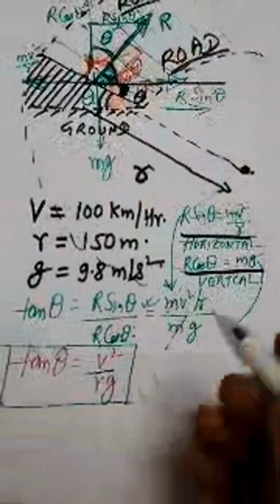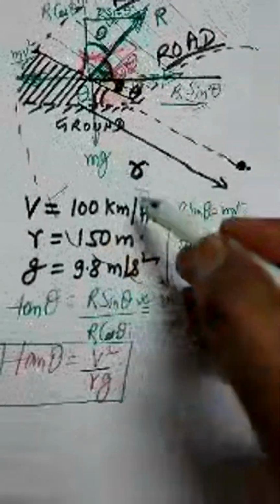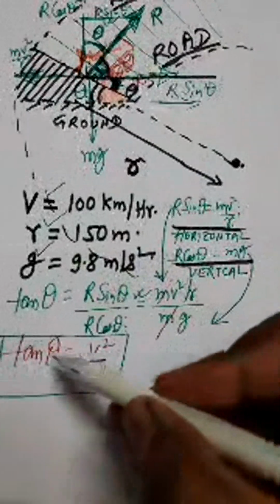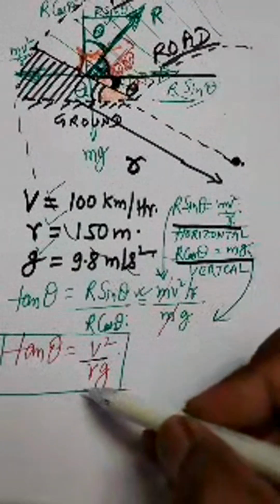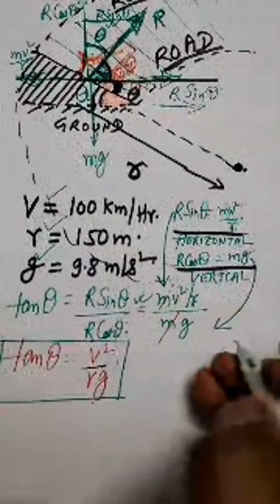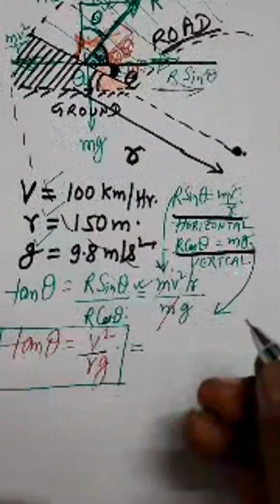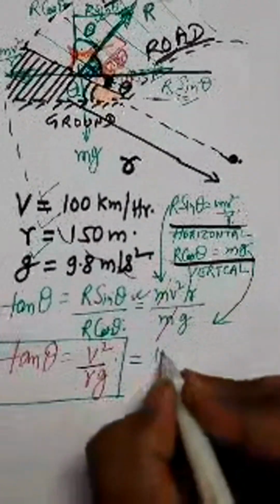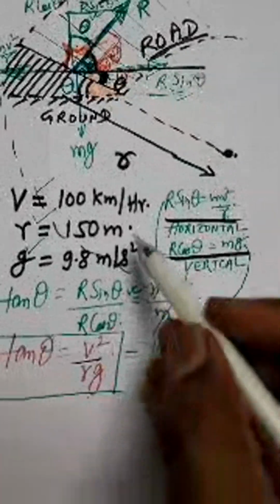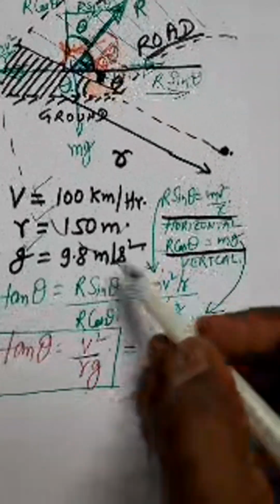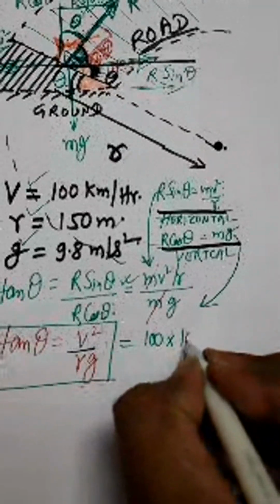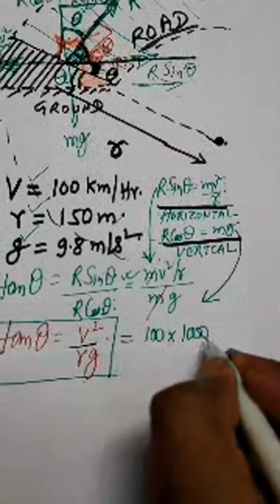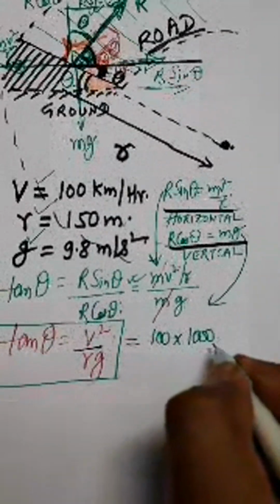Now the value of v is known to you, the value of r is known to you, the value of g is known to you. Just put in these values, then you get the value of tan theta, and theta will be equal to tan inverse of that value. So the value of v is how much? The value of v is 100 kilometer per hour. But all these are in meters, so convert this 100 kilometer into meters. Multiply it with 1000 to get 1 kilometer. 100 kilometer into 1000 equals 100 into 1000 meter, right?